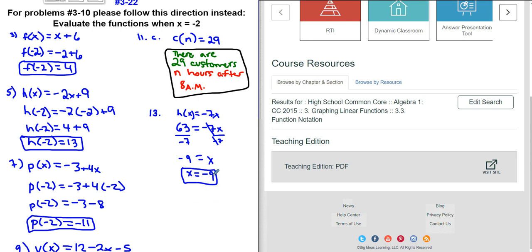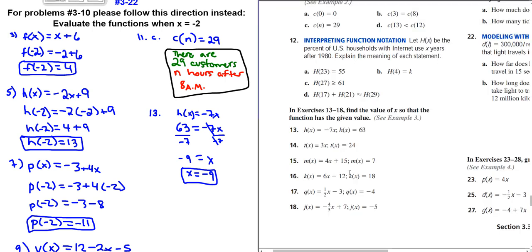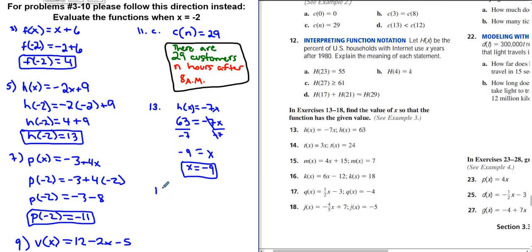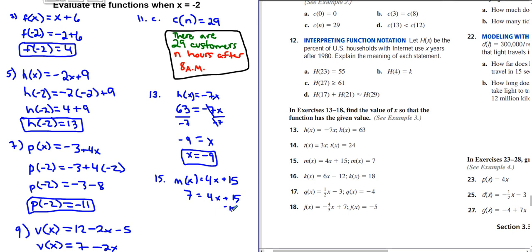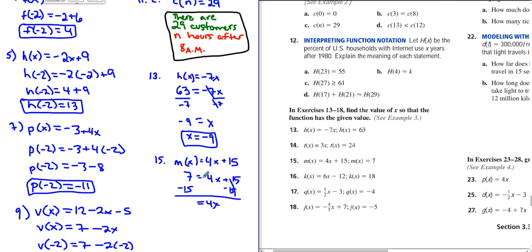All right, moving on, number 15. On number 15, we have function m. It's m of x equals 4x plus 15. And on this one, they say that m of x is 7, so I'm going to replace m of x with a 7. And then I have to solve for x. So subtract 15 from both sides. And we end up with 4x by itself on the right. 7 minus 15 is negative 8. And then if we divide both sides by 4, we get a negative 2 on the left-hand side. So I'm going to write x equals negative 2 as my answer.